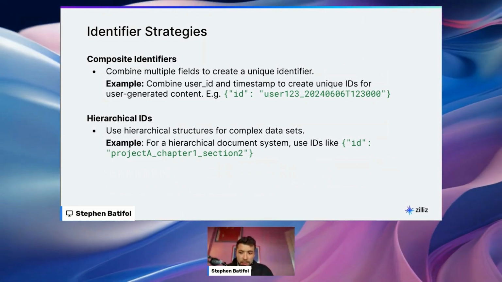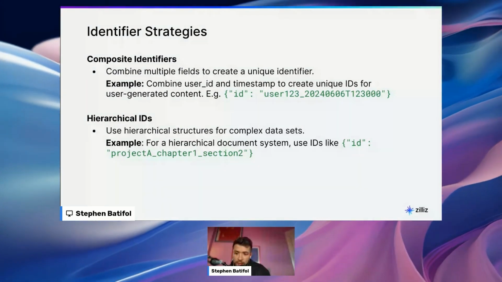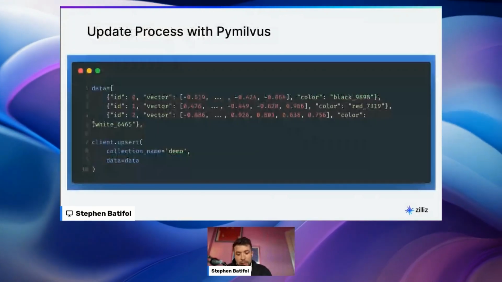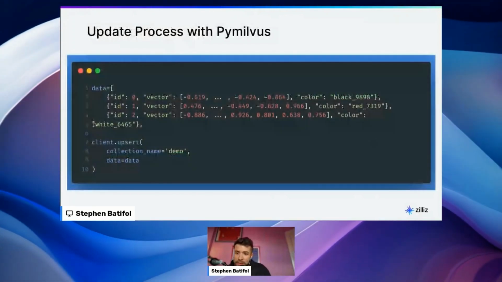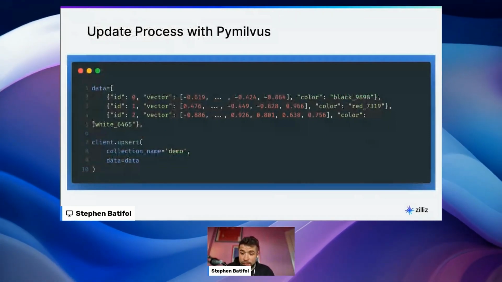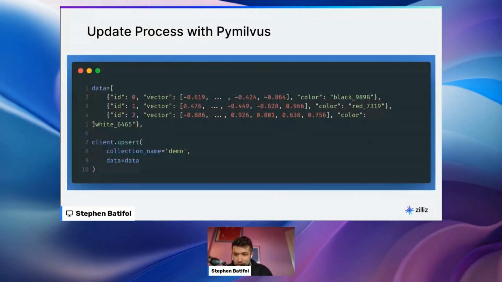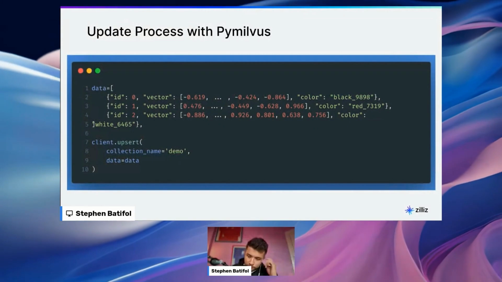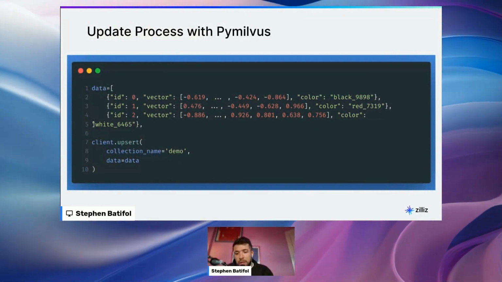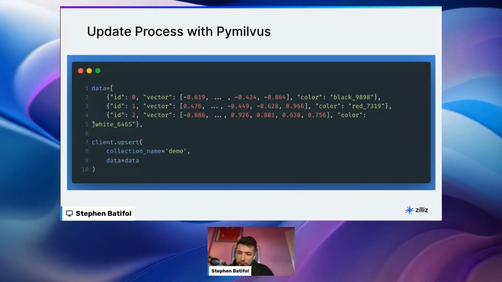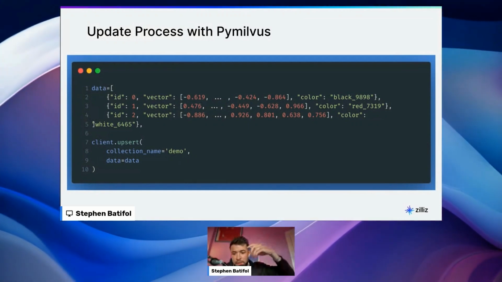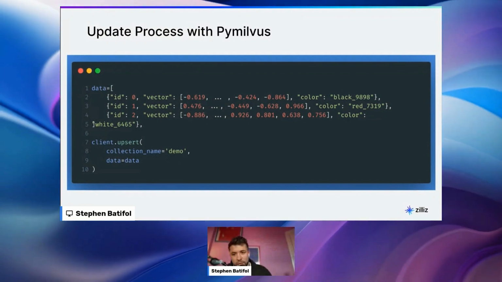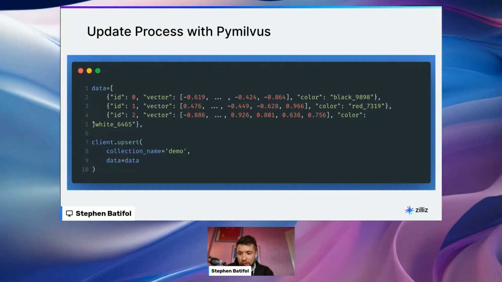And yeah, so let's say you have those different strategies. If you want to do an update, with Milvus, we have an upsert. So you can have this data, with ID 0 with a vector, and then different information, ID 1 with a different vector, ID 2 with a different vector, and then you're going to say, please upsert for this specific collection, with that data. Then Milvus, as we saw before, will check for your data.